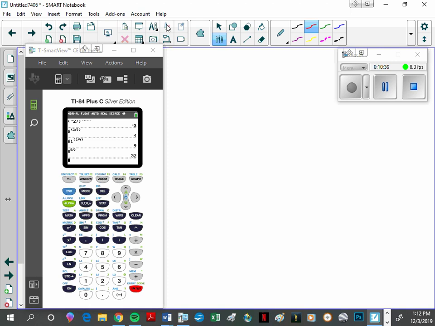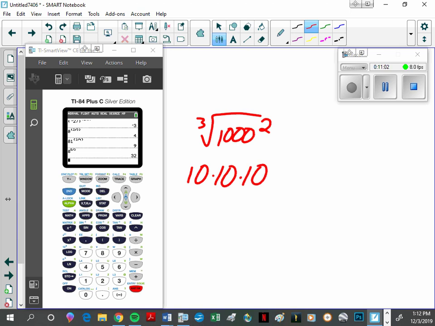Okay. What if I had the third root of 1,000 squared? Can 1,000 be split into 3 equal factors? What are the 3 equal factors that multiply to be 1,000? It would be 10. So 10 times 10 times 10. How many of those are in my answer? 2 of them. So Derek said the answer is 100. Why did that go down?